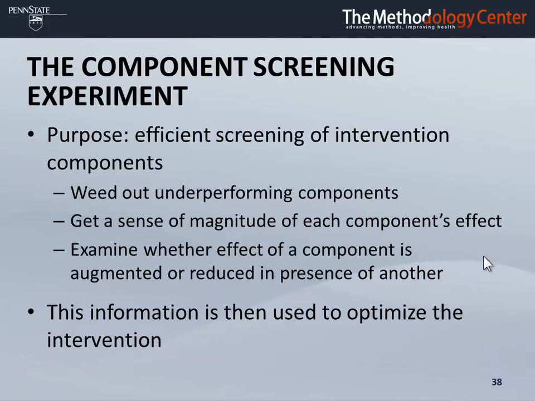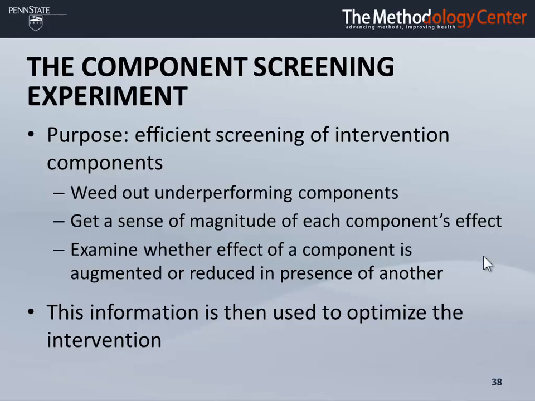So the component screening experiment, that's obviously an important part of this. The purpose of the component screening experiment is efficient screening of intervention components. Now when I use the term screening here, I'm using it in the sense it's used in engineering, which is to weed out poorly performing components. I know in intervention science it's used a lot to screen subjects in and out of a study, and you might also want to do that. But that's not the purpose. So I'm calling this a screening experiment because it's supposed to screen out the poorly performing components and screen in the ones that are working well.